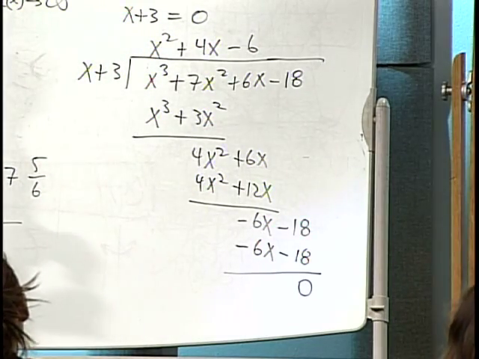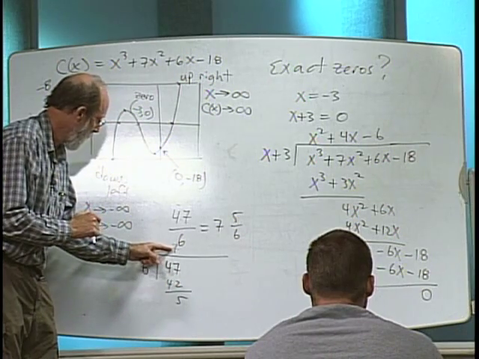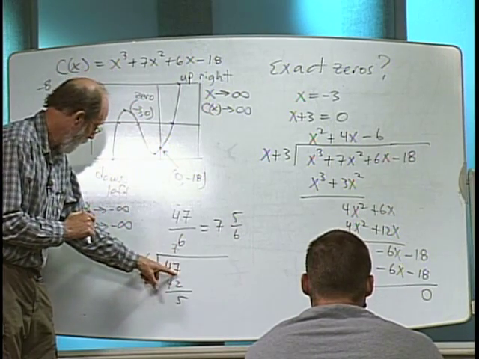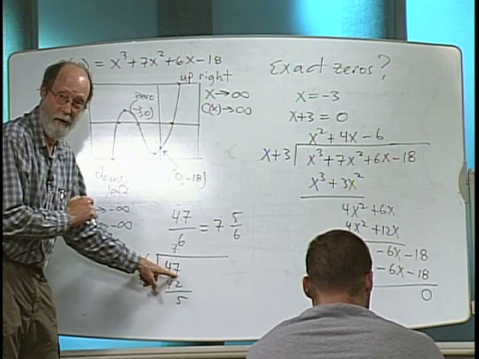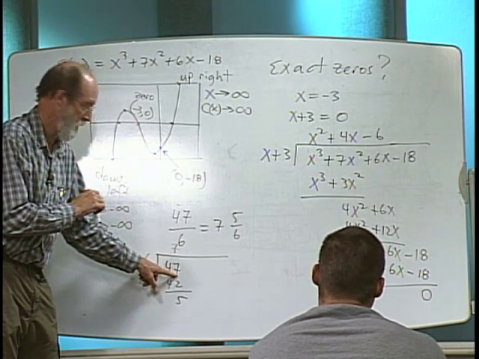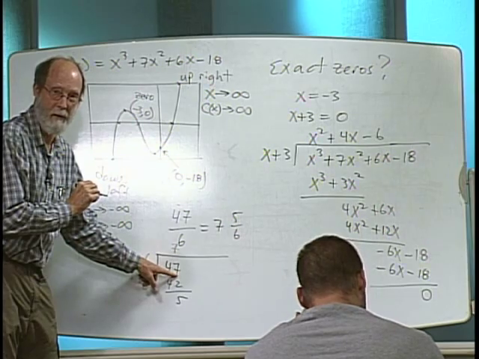Yes? Like terms over like terms, like the x squared? Well, no. Just like back here in arithmetic, where do you put this quotient? You put that quotient above that last digit that you were operating with. Okay?